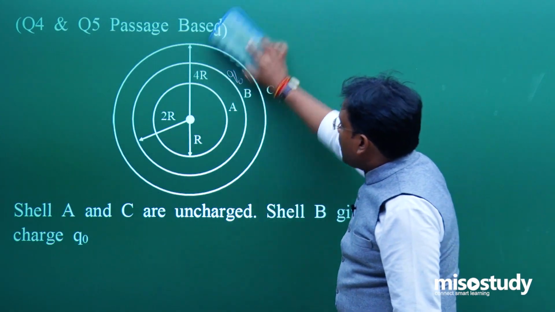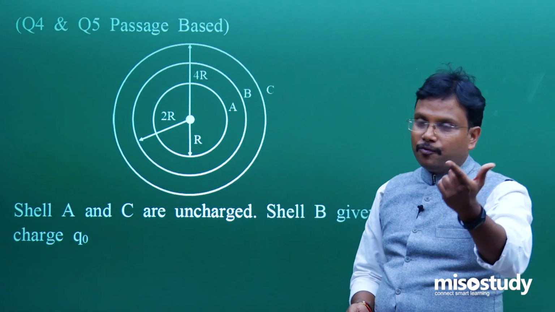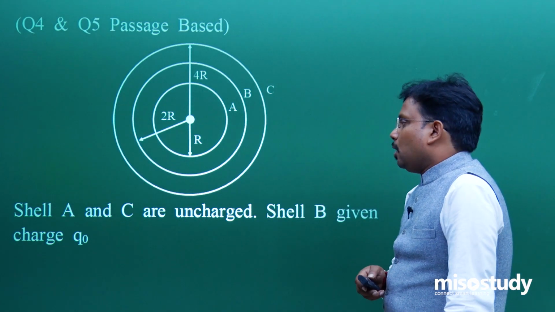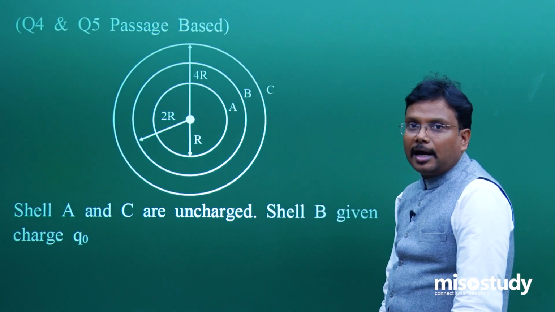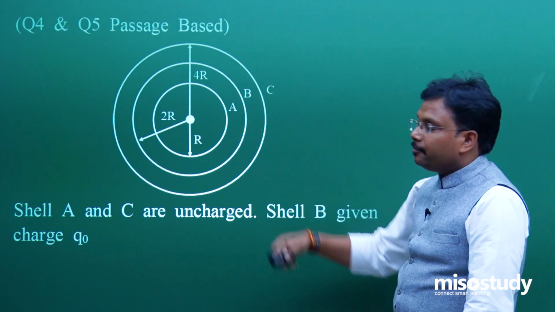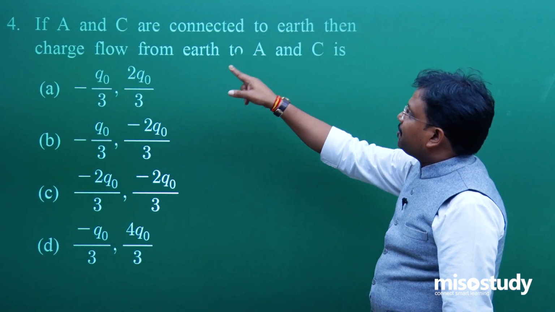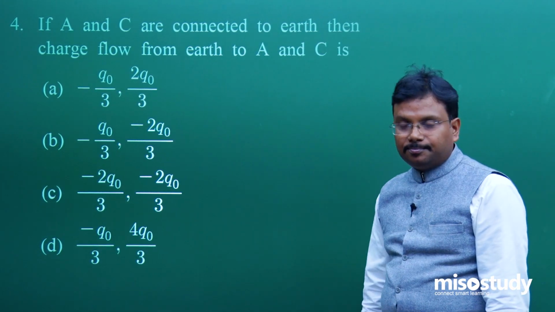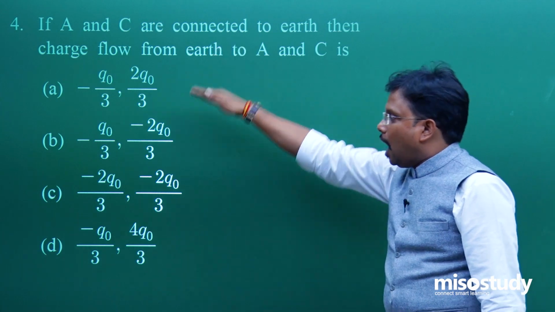Okay. Now, what are questions 4 and 5? For that we have to move. My request to all of you, either remember this statement or from time to time I will show it back. Fine. Now, question number 4 is: if A and C are connected to earth, what is the charge flow from earth to A and C?